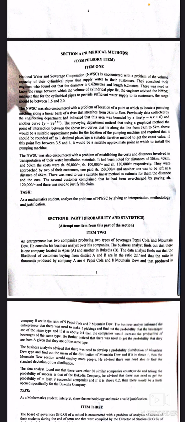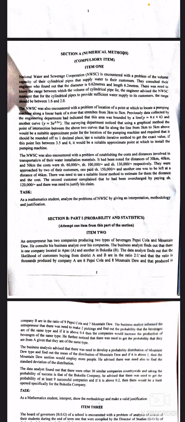They consulted their engineer, who found out that the diameter is 0.62 meters and the length is 6.2 meters. There was need to know the range between which the volume of the cylindrical pipe lies. The engineer advised the NWSC manager that for the cylindrical pipes to provide sufficient water supply to its customers, the range should be between 1.6 and 2.0.